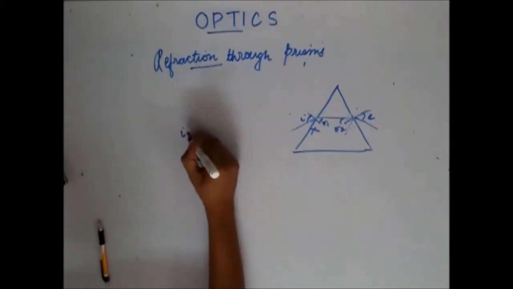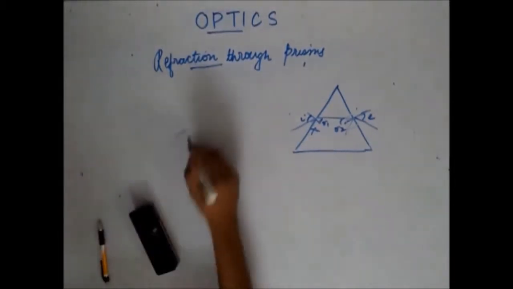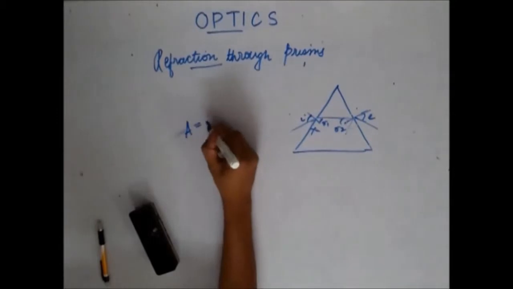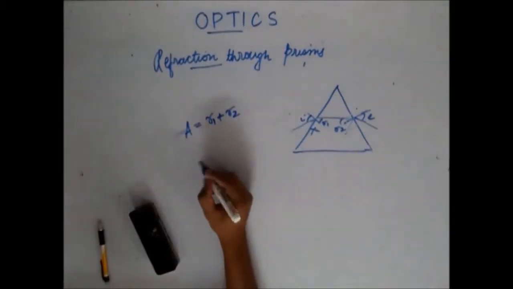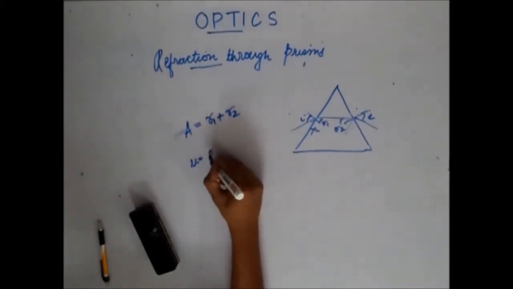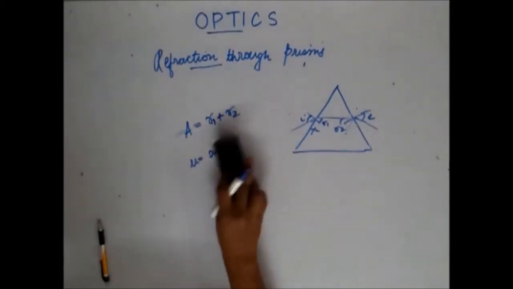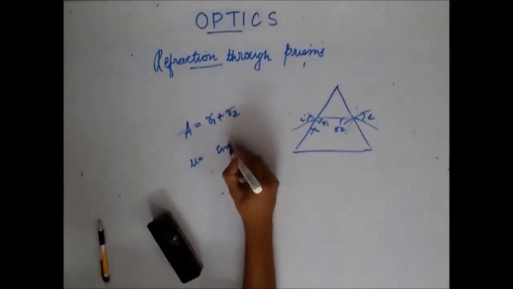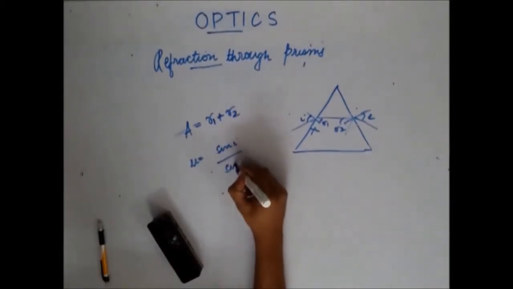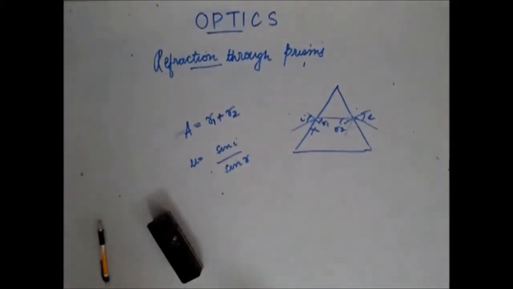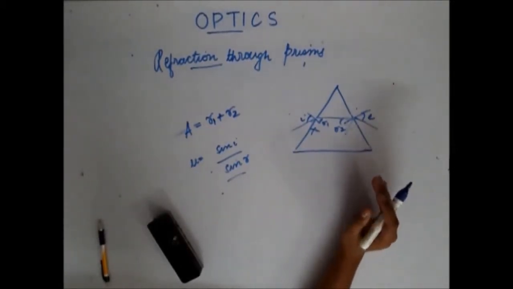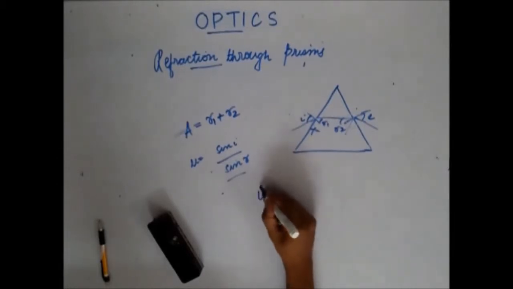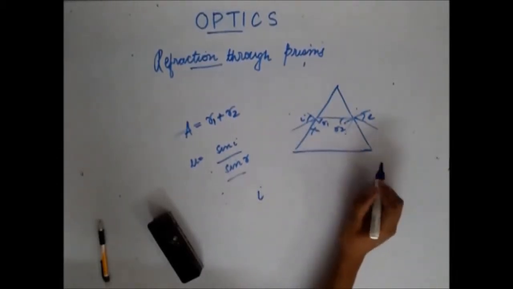You know that the angle of prism A is equal to R1 plus R2. Okay, and you also know that mu is equal to sine I by sine R. Now if I ask you, I want to somehow get total internal reflection in this prism, what should I do? What should I do with I such that total internal reflection occurs?